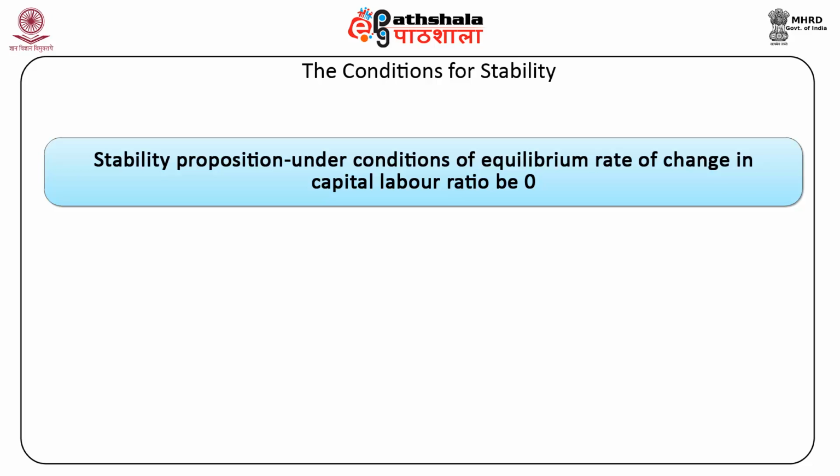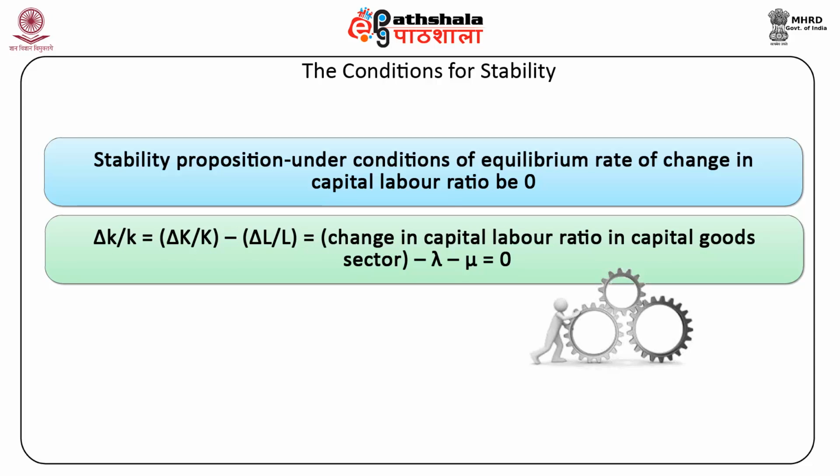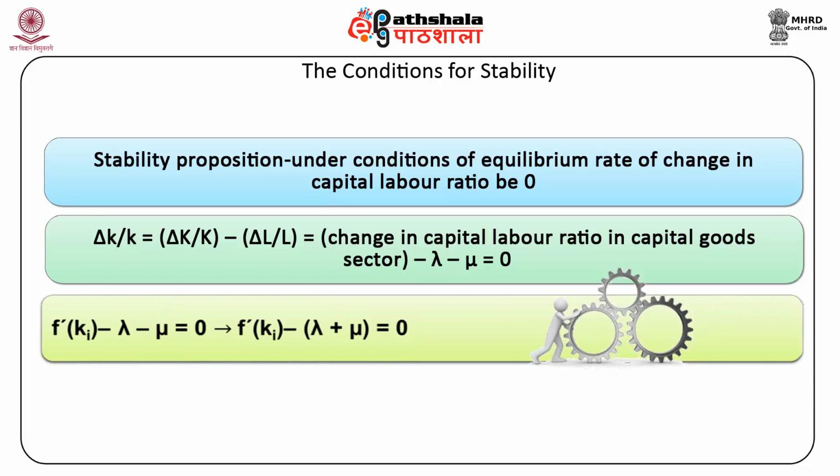The stability proposition states that under conditions of equilibrium, the rate of change in capital labor ratio, that is small k is equal to K upon L, should be 0. That is, delta K upon K minus delta L upon L, which is equal to the change in capital labor ratio in capital goods sector minus lambda minus mu, is equal to 0. That is, f dash ki minus lambda minus mu is equal to 0, or f dash ki is equal to lambda plus mu.